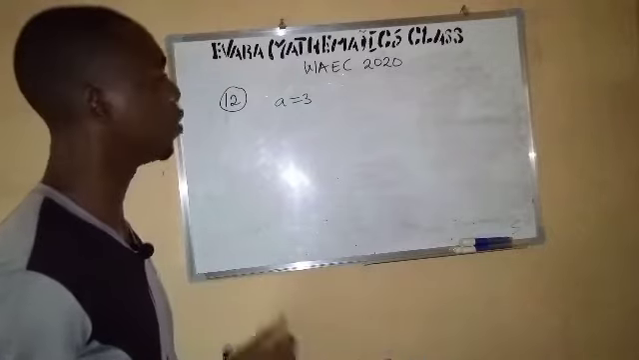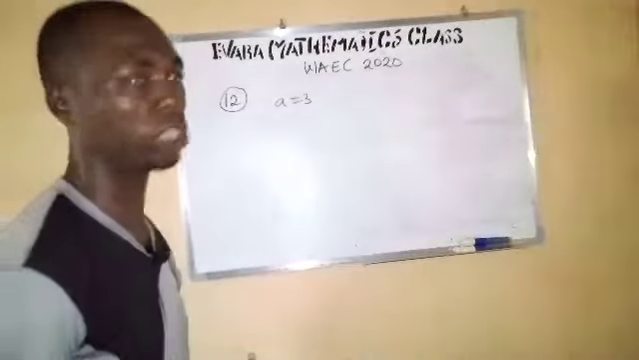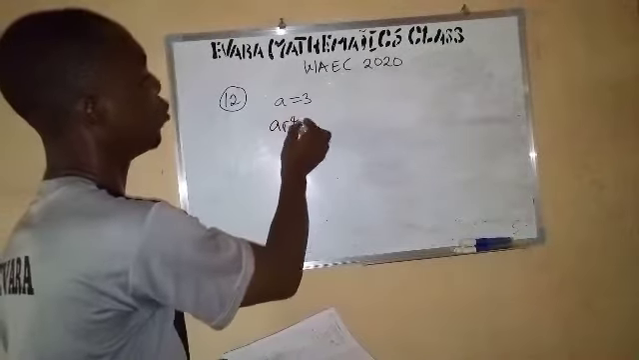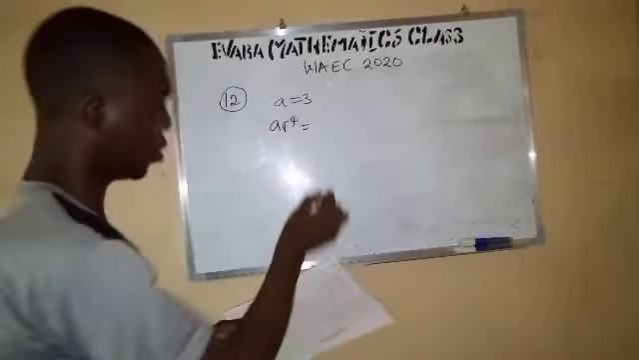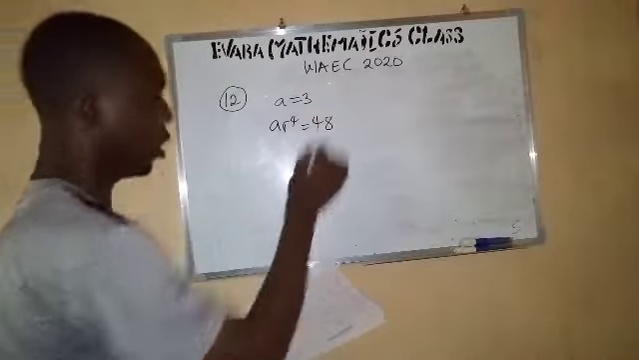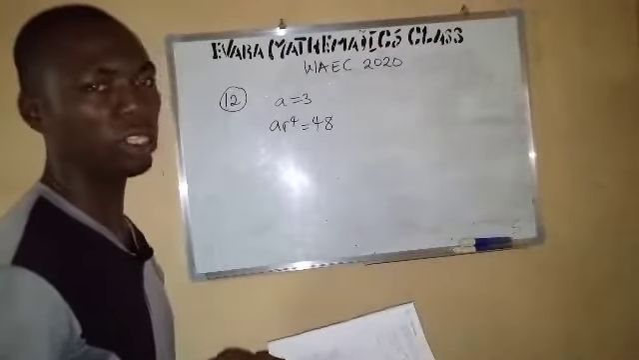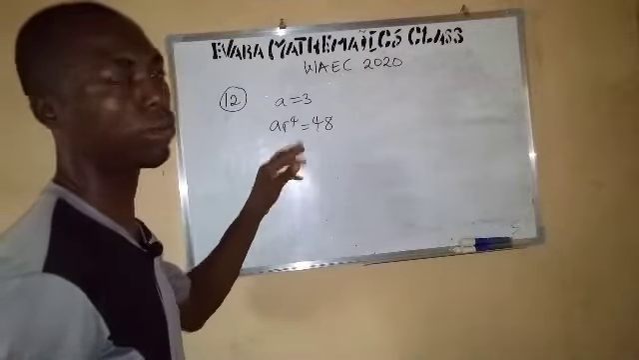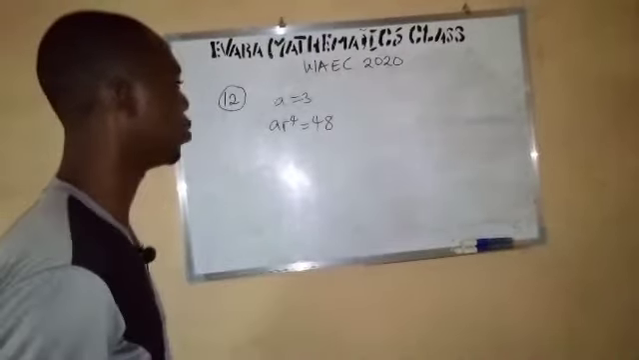From the previous lesson on geometric progression, the fifth term will be AR raised to power 4, and they say that is 48. Find the common ratio. That means we have to look for the value of R. R is the common ratio.